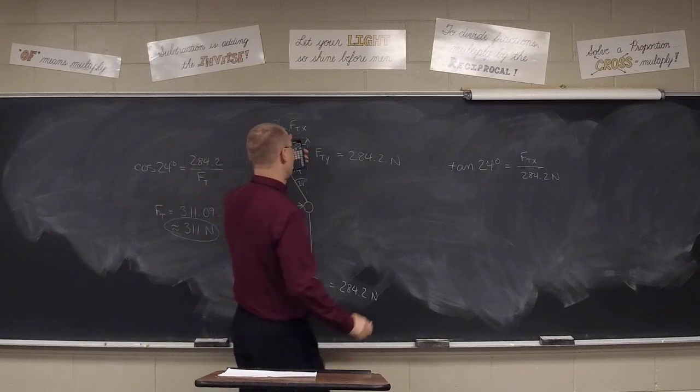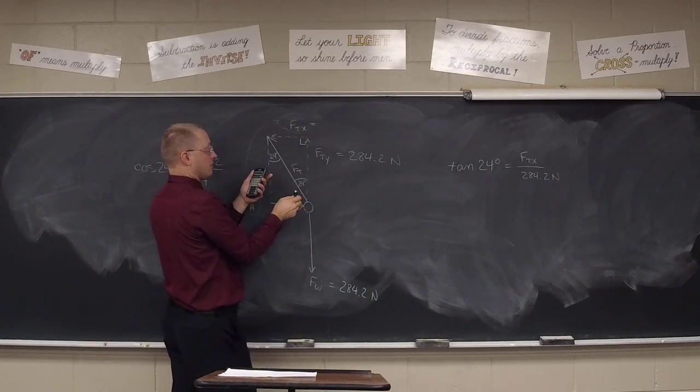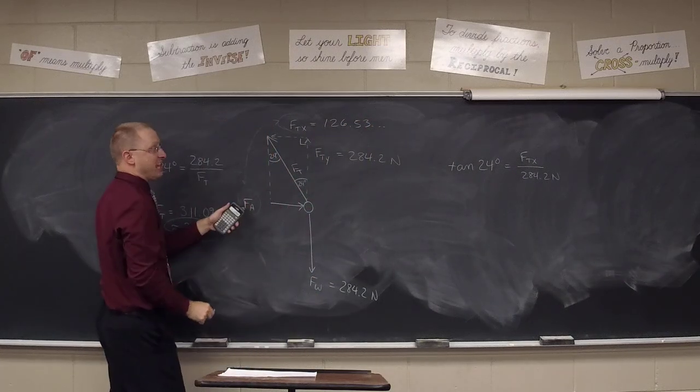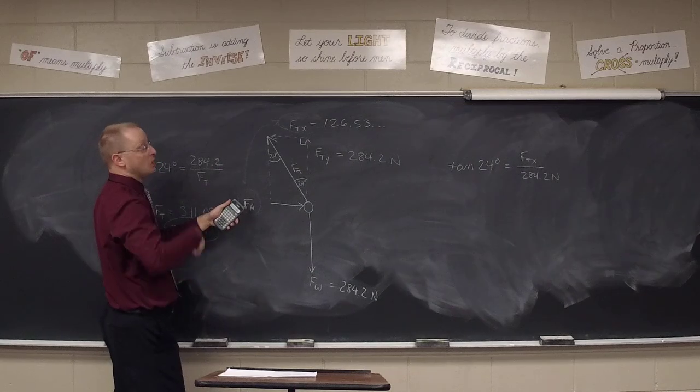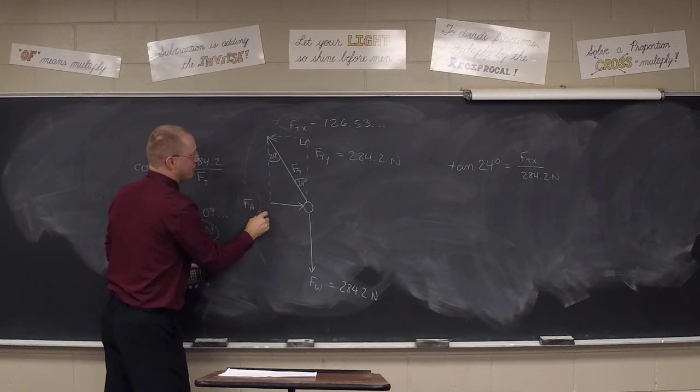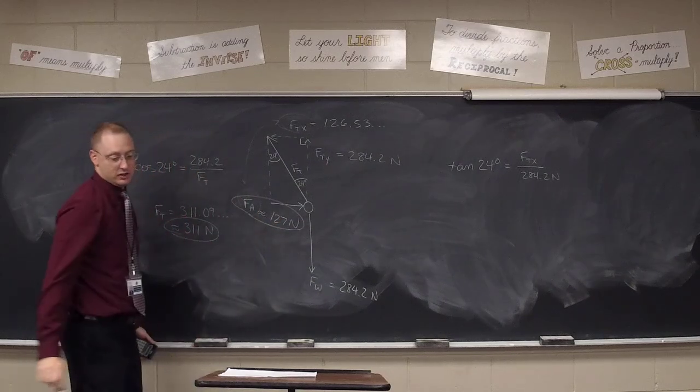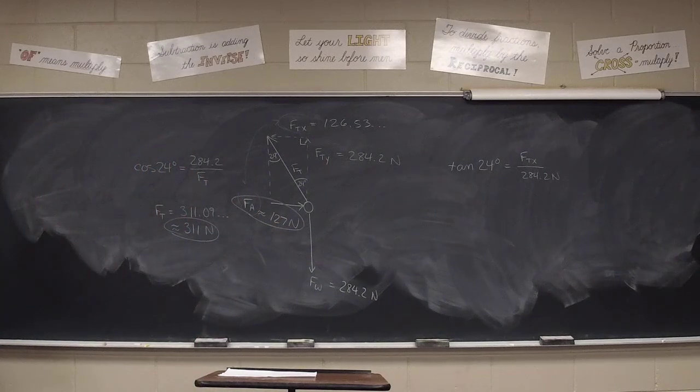And how much tension is there in the x, class? 126.53, which means how much force does Dad apply? 126.53, or rounded off, it is 127 newtons. And there's the second answer to the problem. Did we get the second part of it correct? All right, questions on the swing problem.